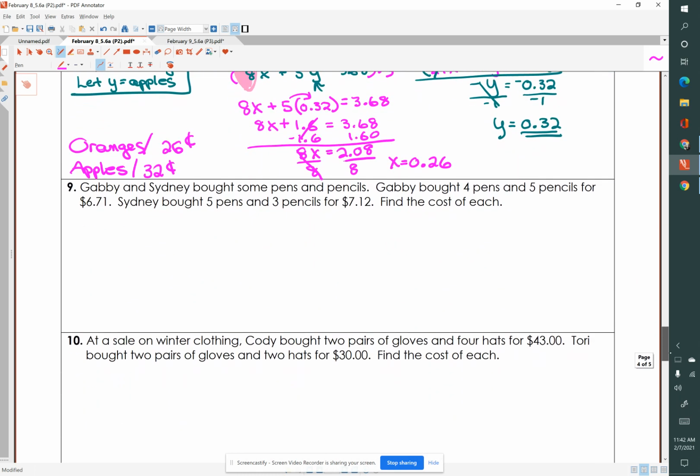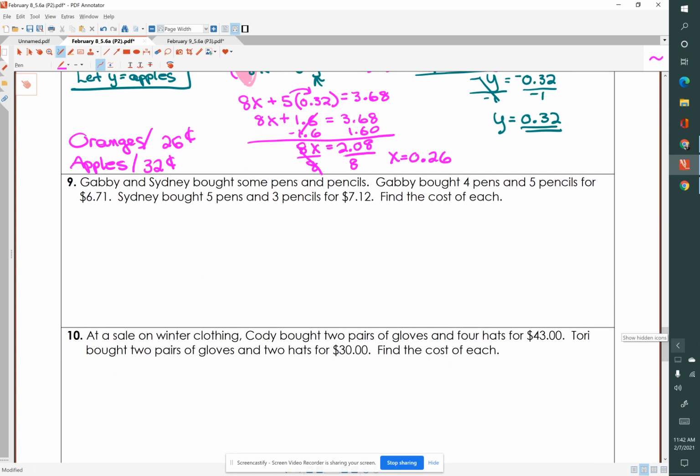Okay, moving on to number 9. We've got Gabby and Sydney. Gabby and Sydney bought some pens and pencils. Okay, good for them, but that really doesn't help us. There's no information there that's going to help us solve this problem.